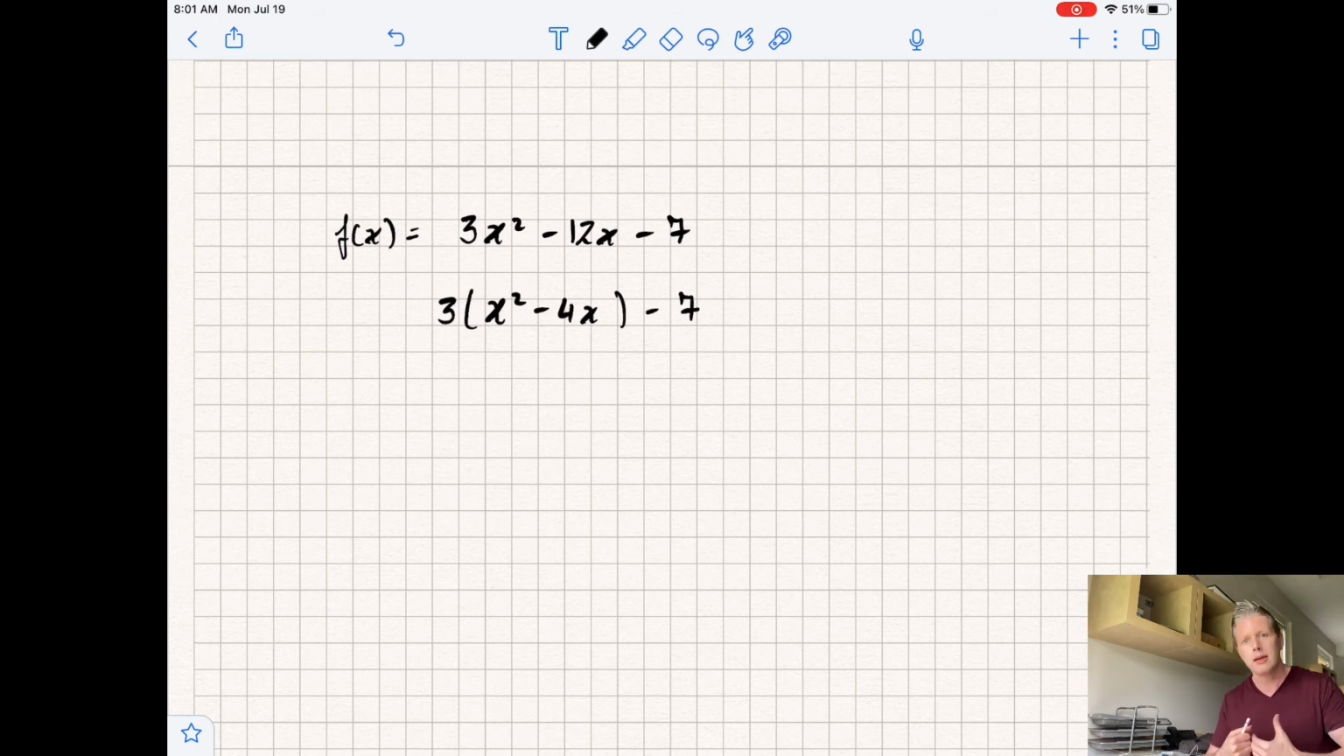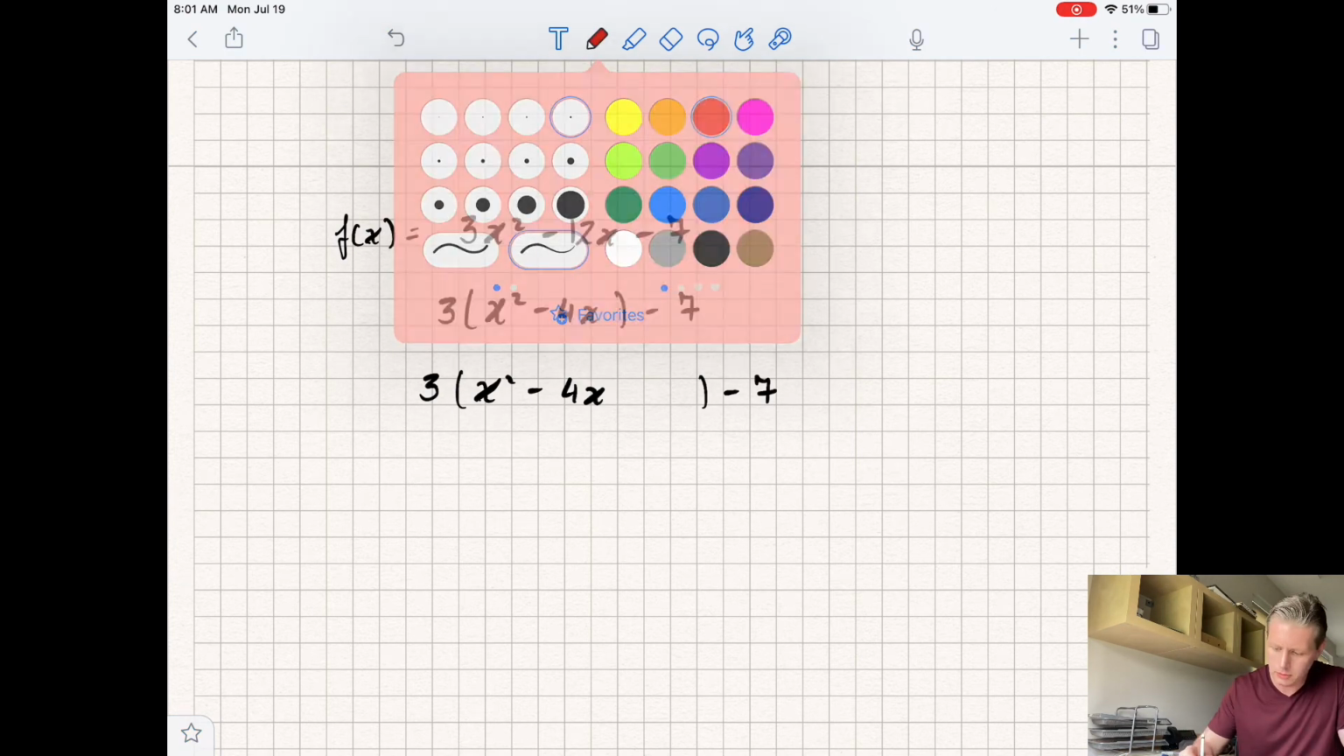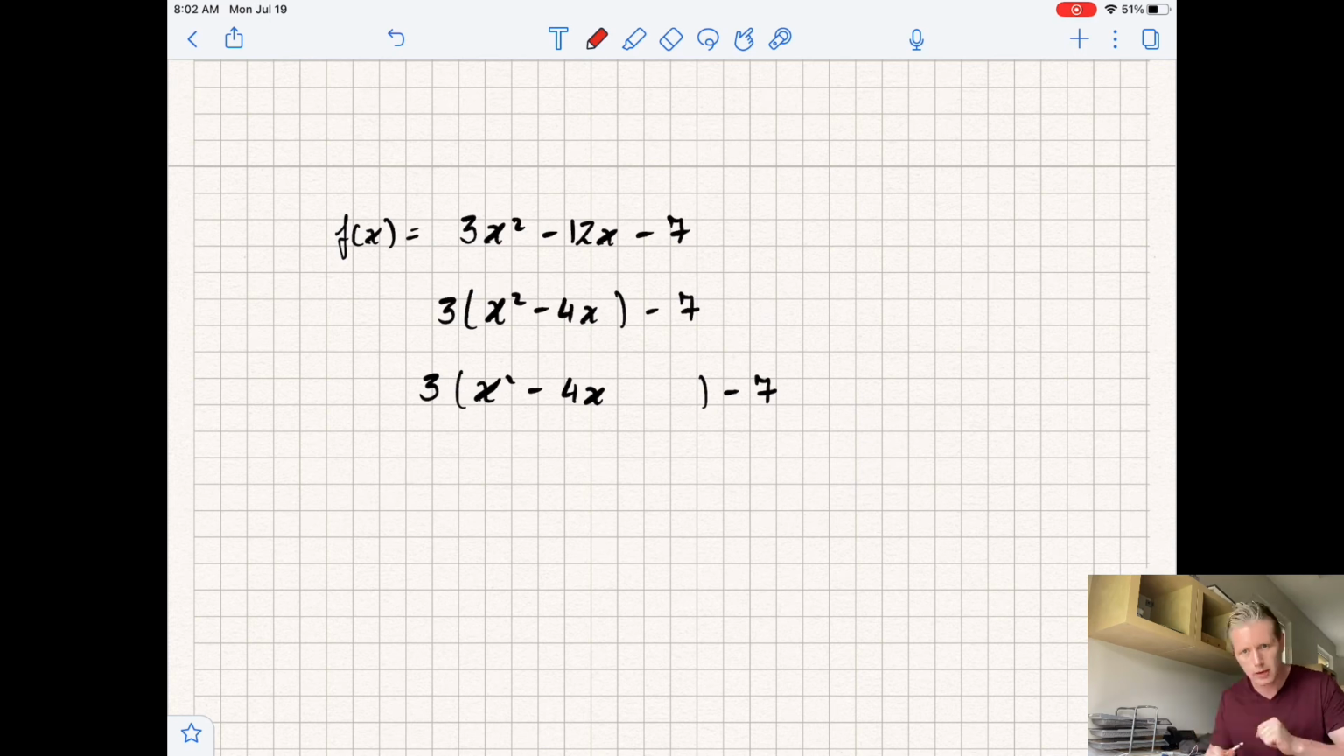And now I proceed like I did in the previous problems. I'm going to rewrite this as 3 times x squared minus 4x, leave a space, and then minus 7. Let me switch to my red pen for the term I need to put in. I take the coefficient of my x term, that's negative 4, halve it, square it, and add it on. Half of negative 4 is negative 2. Squaring negative 2 gives 4. So I add on plus 4.